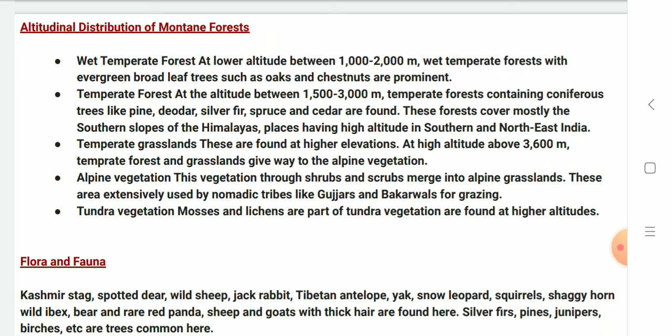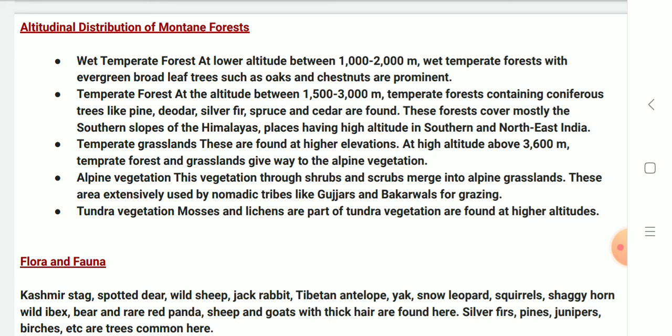Temperate grasslands. These are found at higher elevation, at high altitude about 3600 meters. Alpine vegetation. This vegetation, through shrubs, merges with alpine grasslands. These are extensively used by nomadic tribes. Tundra vegetation. Mosses and lichens are a part of tundra vegetation.